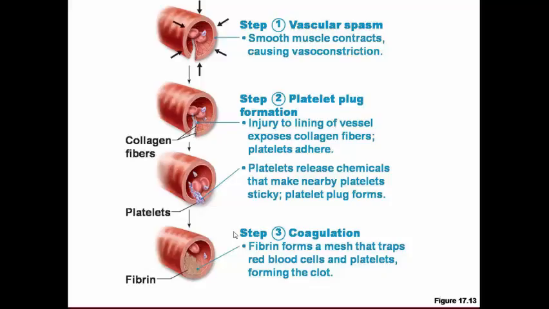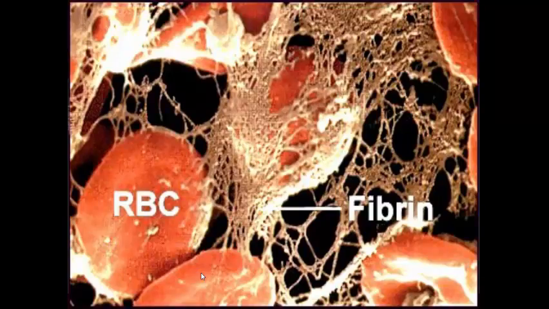block that space. And the third step, the actual formation of the clot, coagulation. That fibrin getting together, forming an interlocking web of sticky tissue that helps trap other cells as they go by, forming a clot. This is how one actually would look.